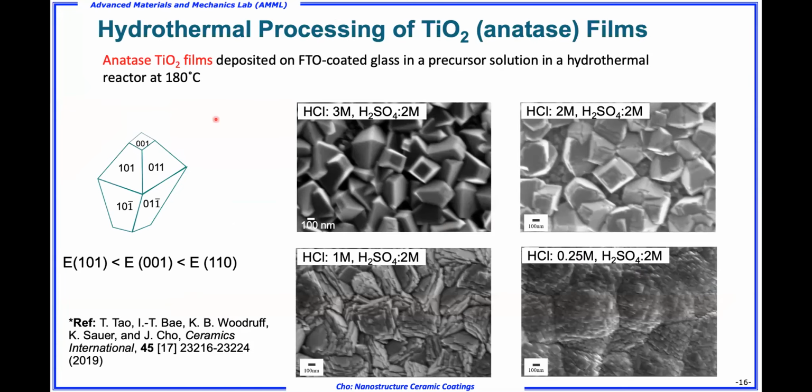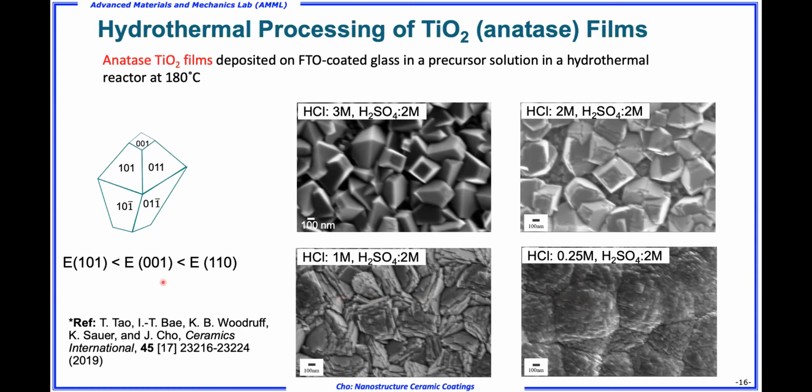And then this is the example of the anatase titania. In this case, we use sulfuric acid. By adjusting the ratio of HCl and sulfuric acid, we can generate anatase rather than rutile. In this example, we fix the sulfuric acid and control the HCl concentration. The HCl concentration is very high here and then decreases from here to here. So this is the high HCl, the low pH and low supersaturation, so closer to equilibrium condition. And here is much farther from the equilibrium condition by having low HCl, so a higher supersaturation degree.